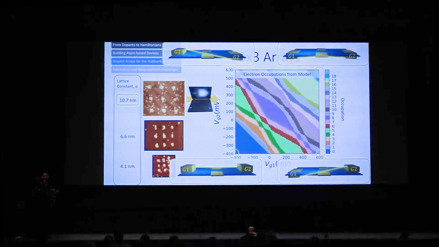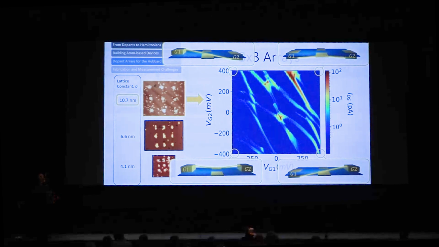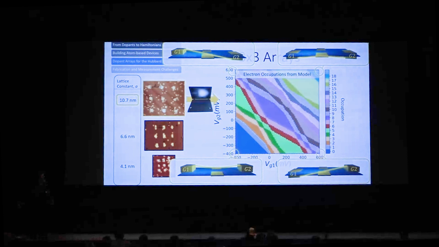So, as I said, we can also model this system. It's small enough that we can imagine modeling it. And that's what this is a picture of, where we're now modeling what the occupation should be at each of the gate values. And you can see that qualitatively it seems to match pretty well. Quantitatively, maybe not so much. And we attribute that to the fact that, again, we're working with some amount of disorder in our system.